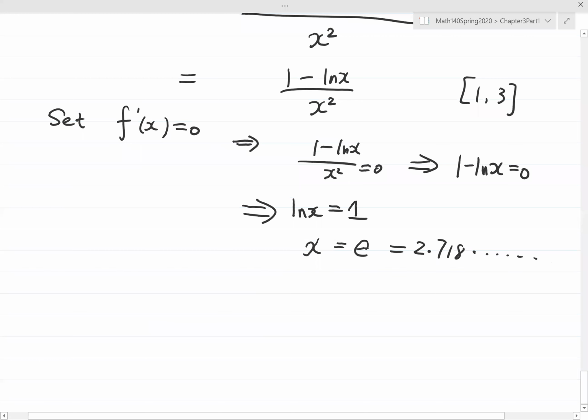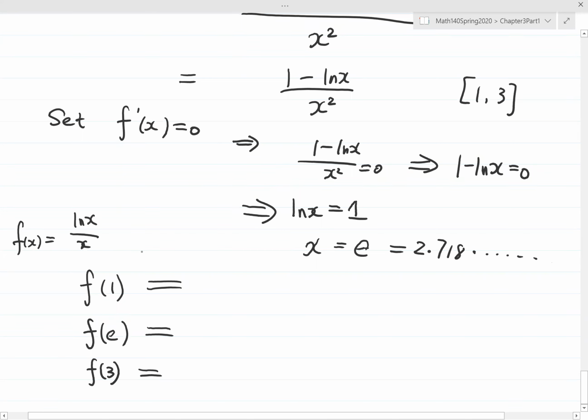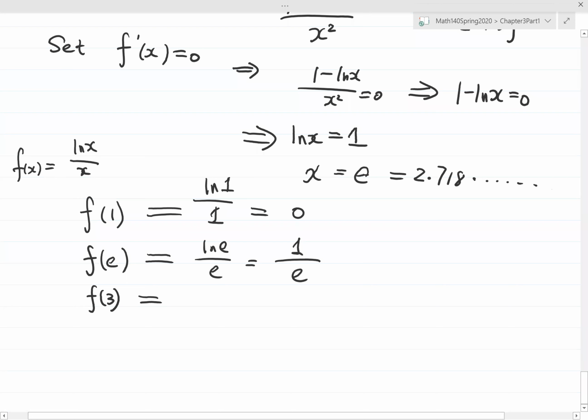So we have only one critical number, i.e., the base of the natural log. By the closed interval method, step 3, we compute 3 values: f of 1, f of e, and f of 3. Now f of x is log x over x. For f of 1 we get log 1 over 1. Log 1 is 0, so it's 0. For f of e, we get log of e over e. Log e is 1, so it's 1 over e. Now what is f of 3? f of 3 is log 3 over 3 squared.